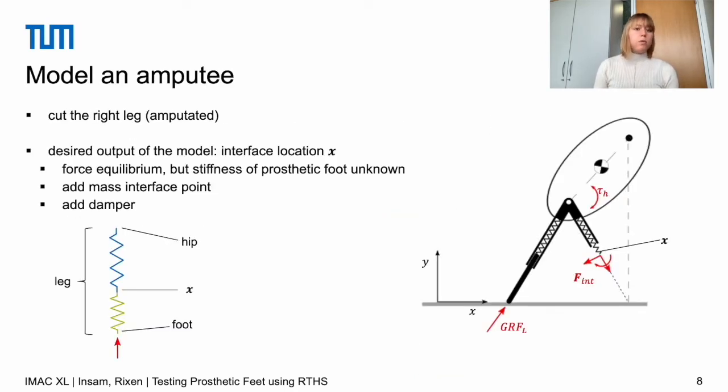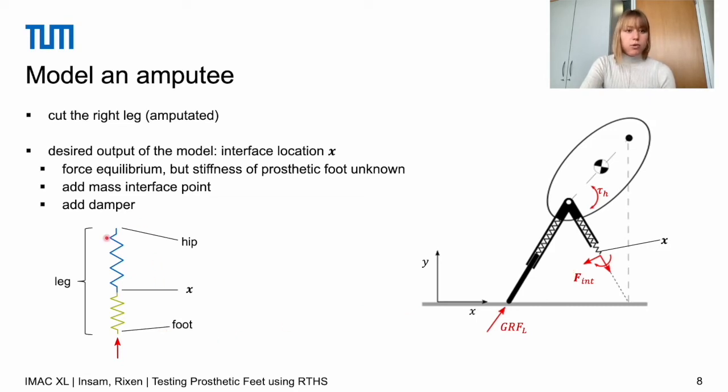With our model, we want to model an amputee, so we need to amputate one leg. In our case, this is the right leg, and we cut it at the ankle joint. For the RTHS setup, we need to know the location of this interface position. This is the endpoint of the amputated leg in the VPP model. The question is how we can determine this location.